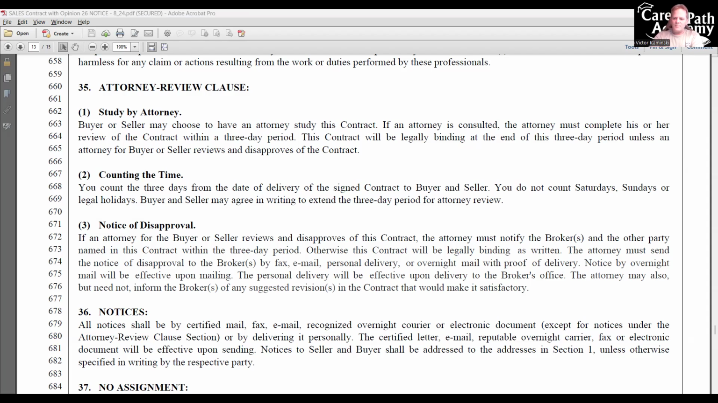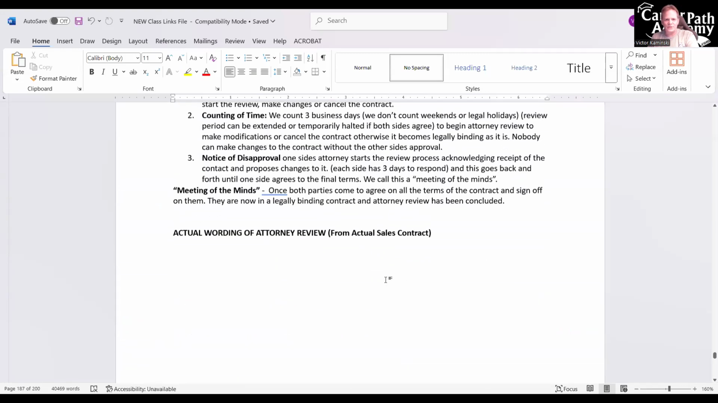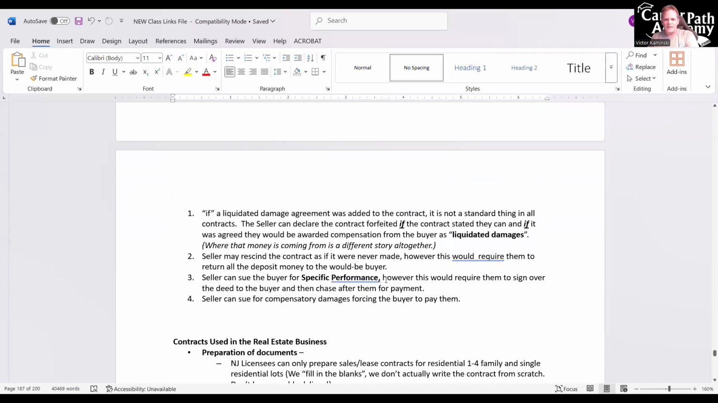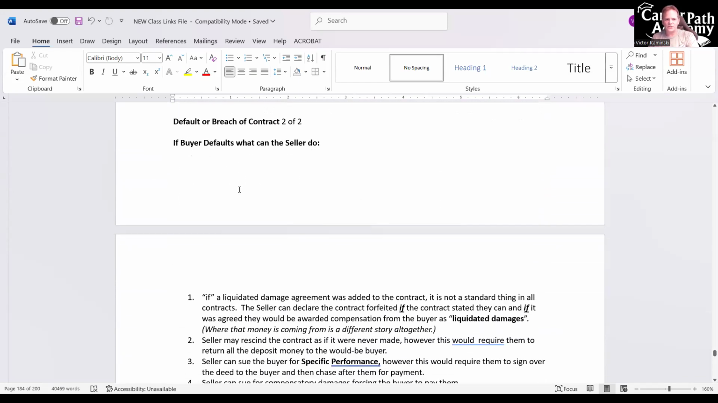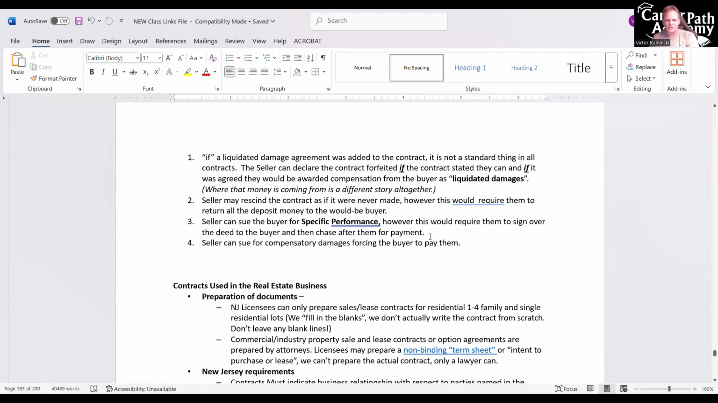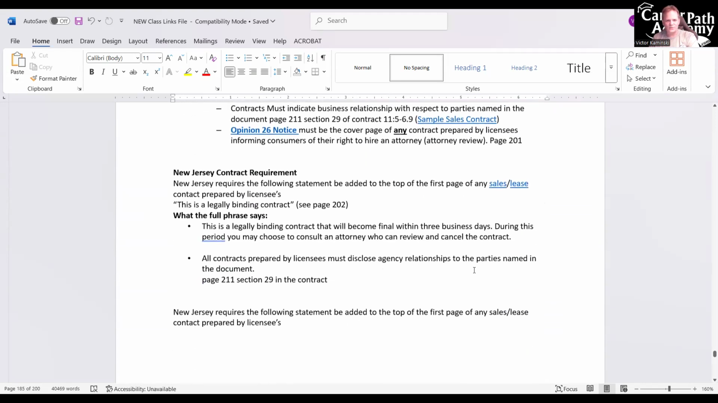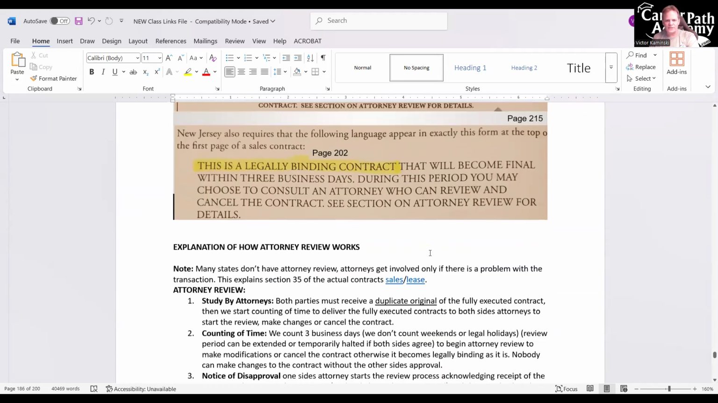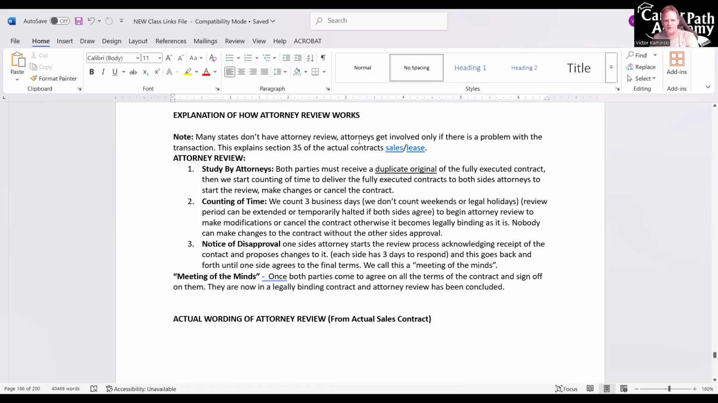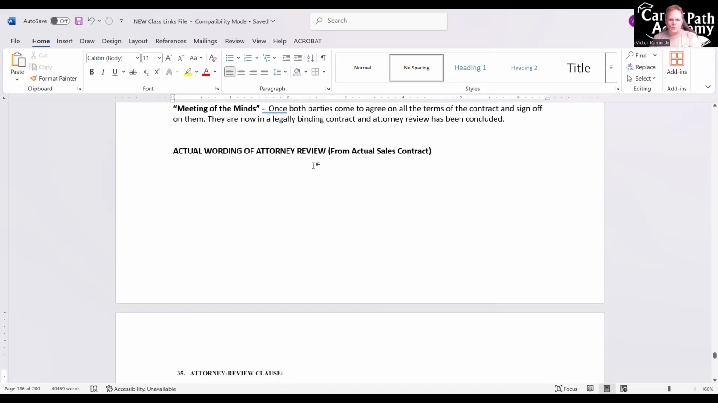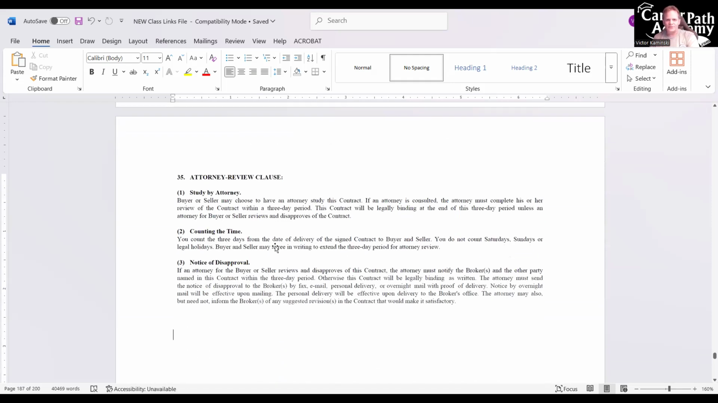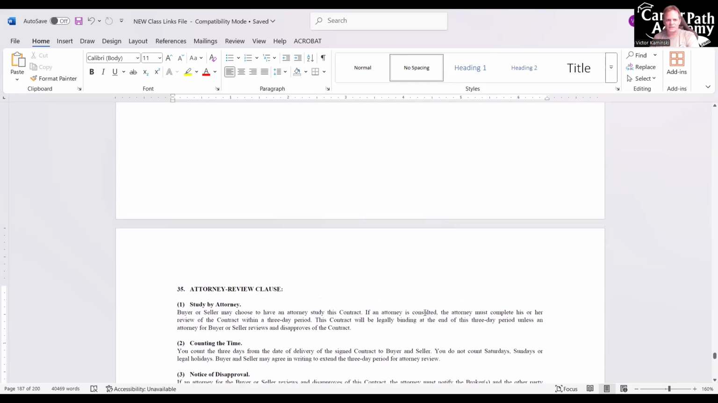So those notes that I keep making used to be just a regular class links, the new class links Word document. I'm going to share with you what I've actually been doing while I've been teaching this class with you guys. I've been enhancing your notes. A lot of these slides, I've been taking the information like default or breach of contract, and I put down just the wording from these things. Maybe taking screenshots and then showing the actual explanation of how attorney review works. And the actual wording of attorney review is right here. I took that screenshot from the actual contract.